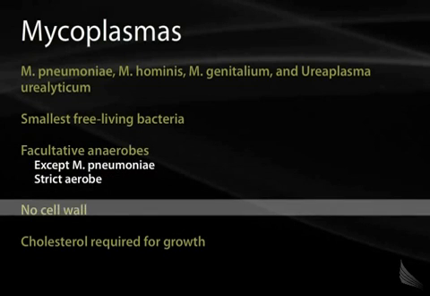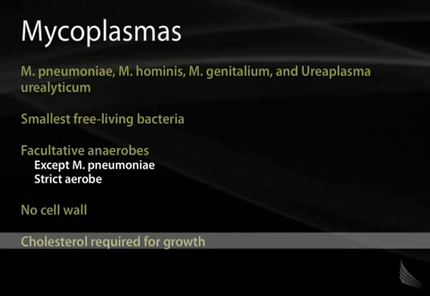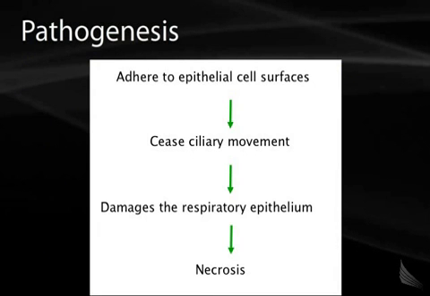They have no cell wall, and they require cholesterol for growth, which differentiates them from most bacteria, and they're also different from the mycobacteria. Their pathogenesis involves adhering to epithelial cell surfaces, both in the respiratory epithelium and the urogenital epithelium. They cease ciliary movement and inhibit the host's ciliary sweeping movement to clear bacteria. They then damage the respiratory epithelium and cause tissue necrosis.